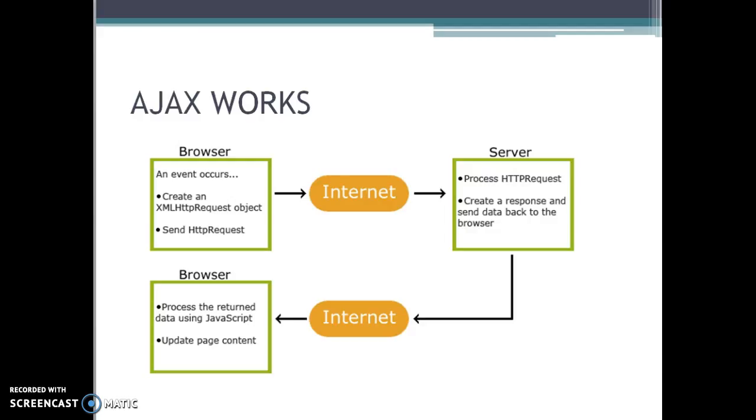How Ajax works. Browser event is created, occurred. It creates an XHTTP request object. It sends HTTP request object to the server. In server, it processes the HTTP request, creates a response, and sends data back to the browser. Browser processes the returned data using JavaScript, and it will update the page content.